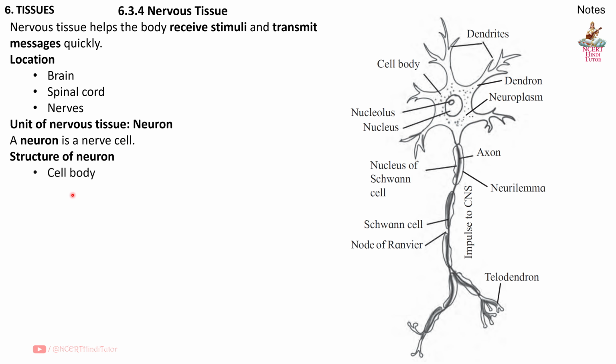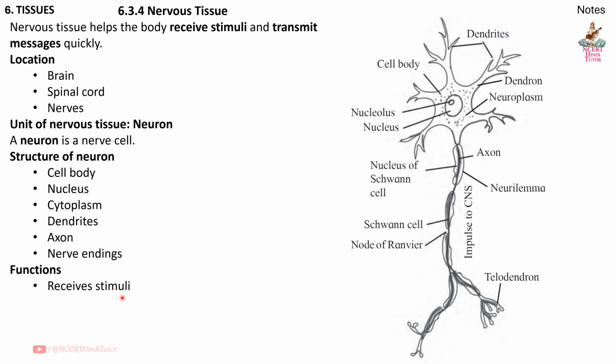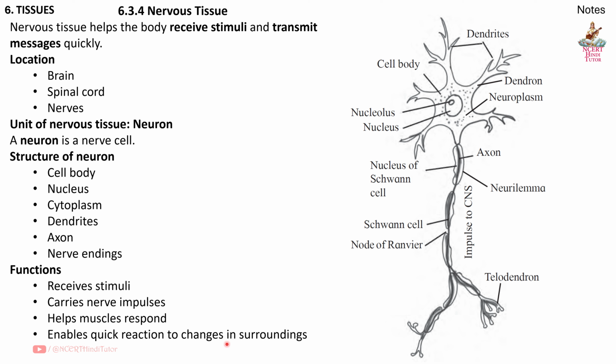Structure of neuron: cell body, nucleus, cytoplasm, dendrites, axon, nerve endings. Functions: receives stimuli, carries nerve impulses, helps muscles respond, enables quick reaction to changes in surroundings. A nerve impulse is the signal that passes along nerve fibers. So friends, this is the cell body. These are dendrites. This is the nucleus. This is axon. These are nerve endings.